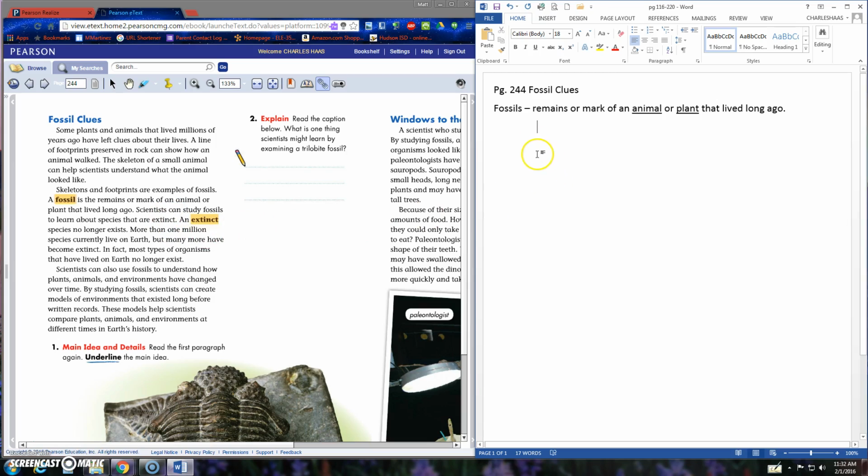Scientists can study fossils to learn about species that are extinct. Extinct is just a species. Species is another word for plants or animals that no longer exist.